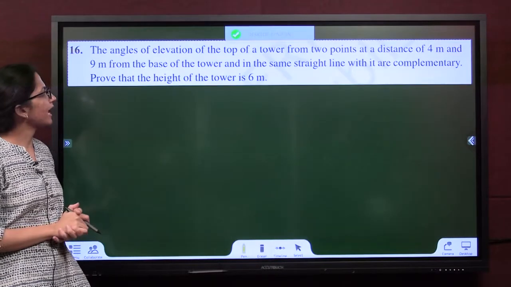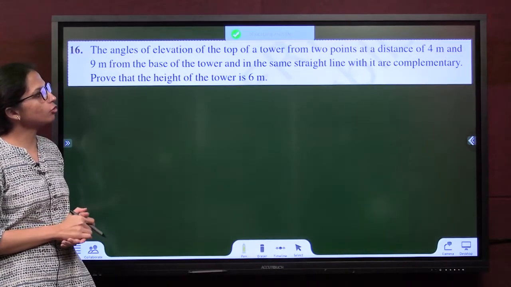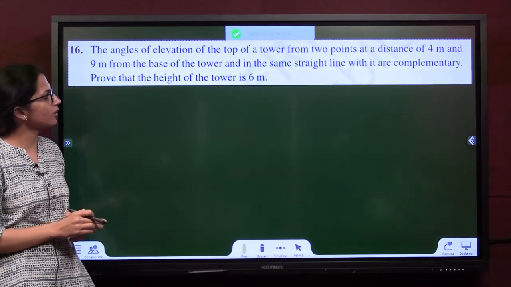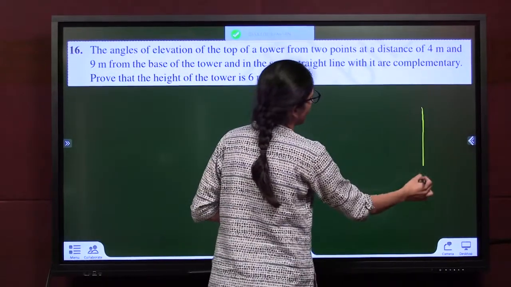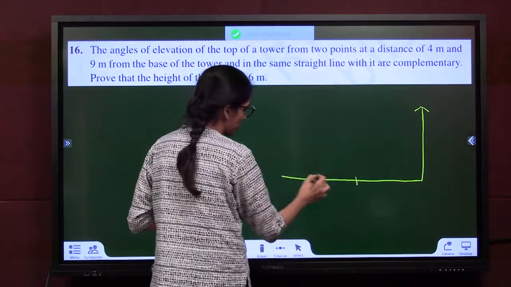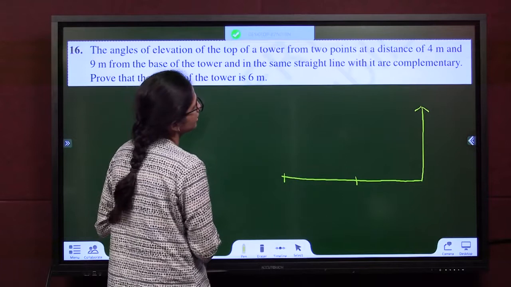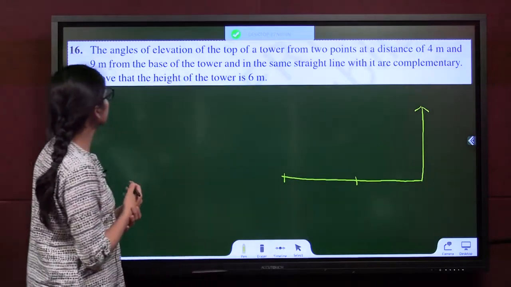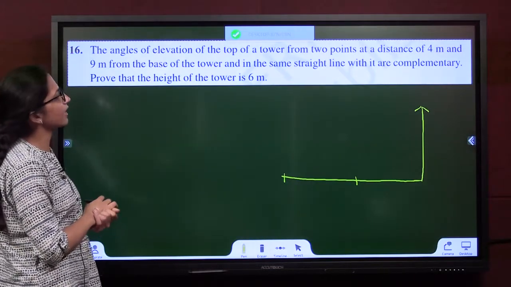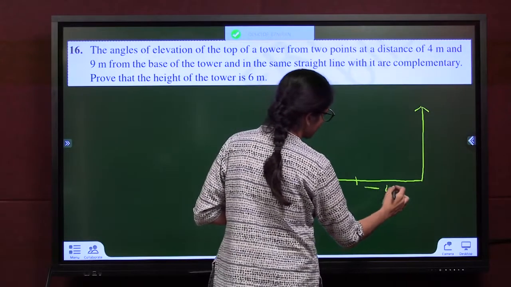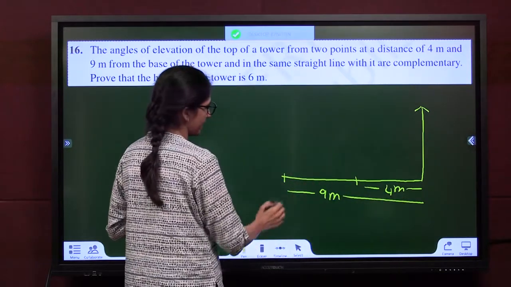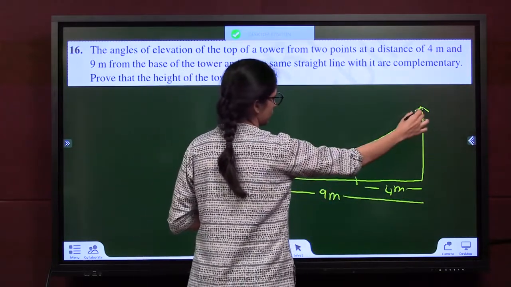Question 16. The angle of elevation of the top of a tower from 2 points at a distance of 4 meters and 9 meters from the base of the tower and in the straight line are complementary. So we have the tower. From the base of the tower there are 2 points whose angles of elevation are complementary, and they have given that the distance of those 2 points are 4 meters and 9 meters from the base. So let's say this is 4 meter, this is 9 meter. So what will this be? So let's draw this. Okay.